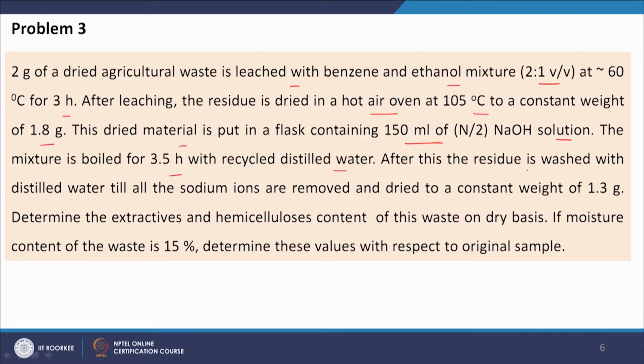After this, the residue is washed with distilled water till all the sodium ions are removed and dried to a constant weight of 1.3 gram. Determine the extractives and hemicelluloses content of this waste on dry basis. If moisture content of the waste is 15%, determine these values with respect to original sample.